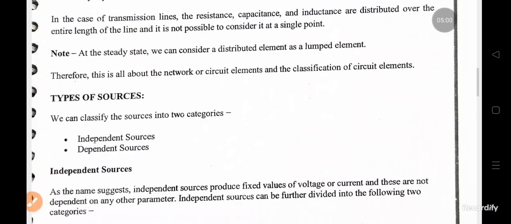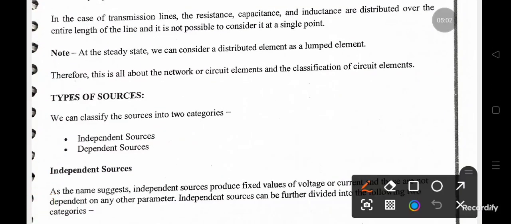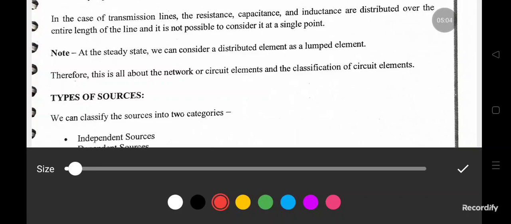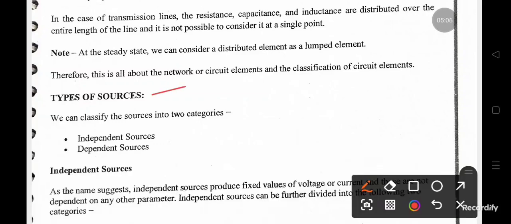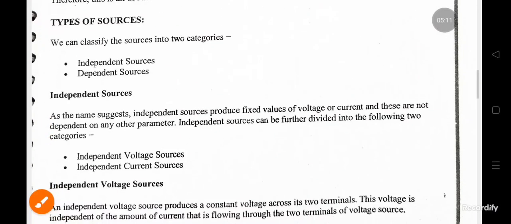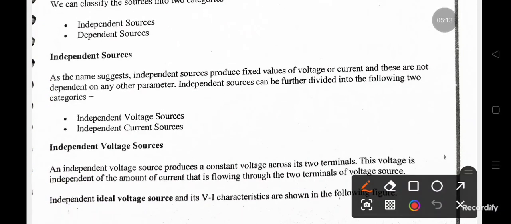Okay, third topic is types of sources. We can classify the sources into two categories. One is independent sources, second one is dependent sources. So first one is independent sources.